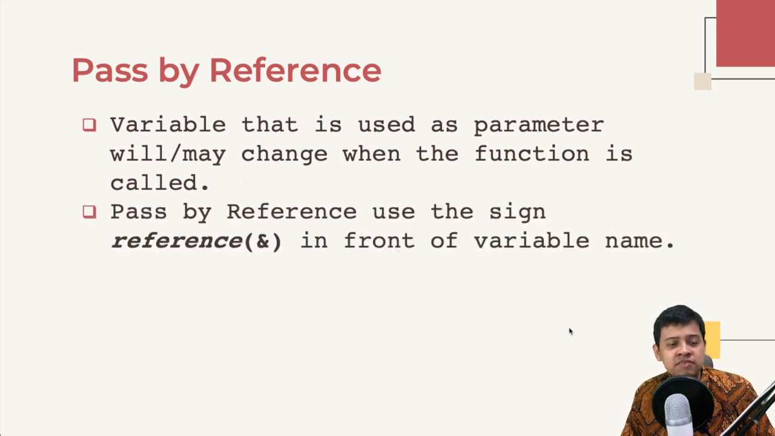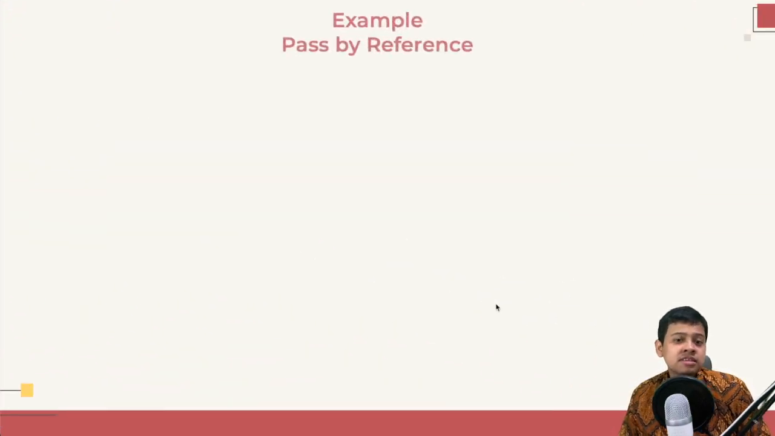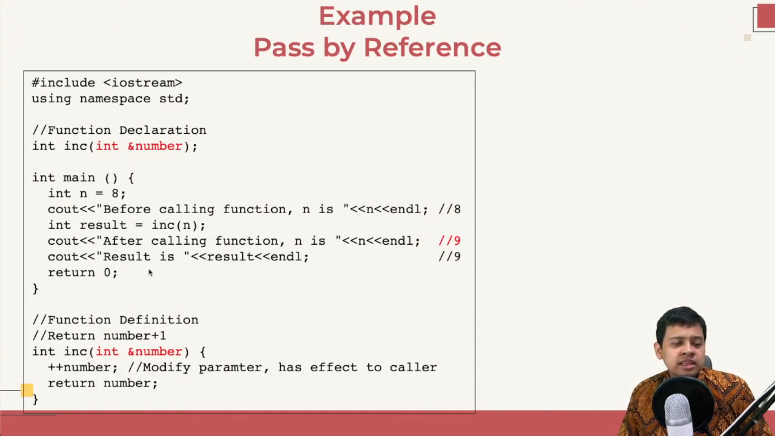Pass by reference uses the reference sign, or the ampersand sign, right here in front of the variable name. So let's see the example. Before, we didn't have this ampersand sign at the parameter, and that's pass by value. But if we add this sign, the ampersand sign, then we know that the number itself is a pass by reference parameter.